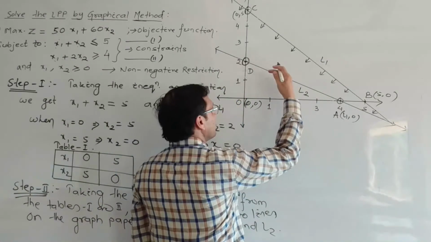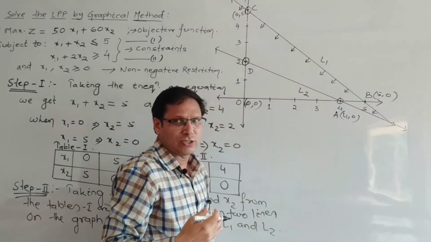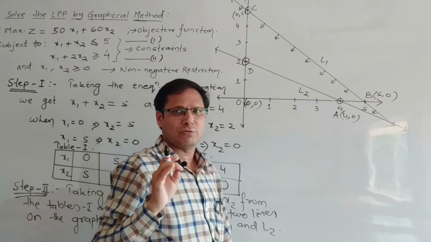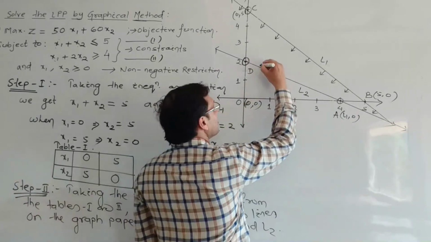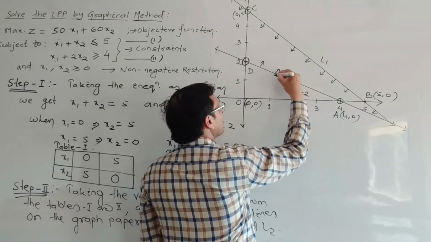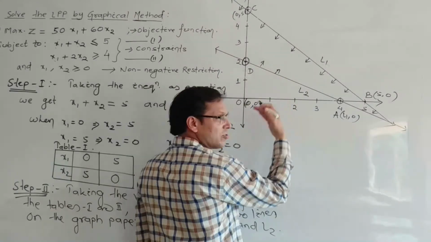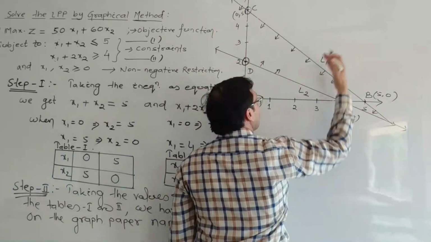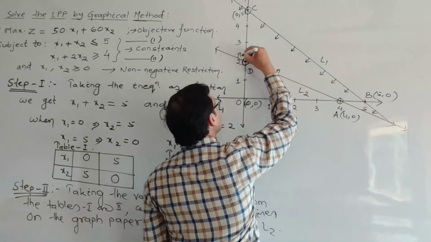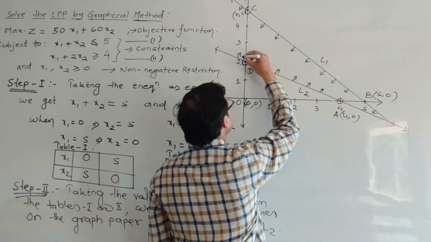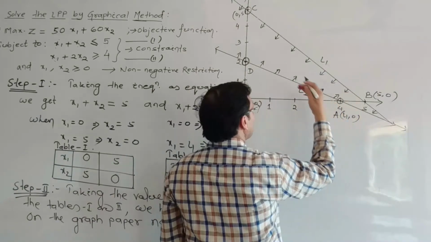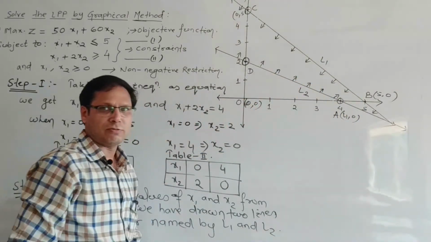That means the solution region, or feasible region, of the LPP lies opposite to the origin of the line L2. So this is the direction towards the origin and this is the direction opposite to the origin. So you should put an arrow mark towards the opposite direction of the origin.